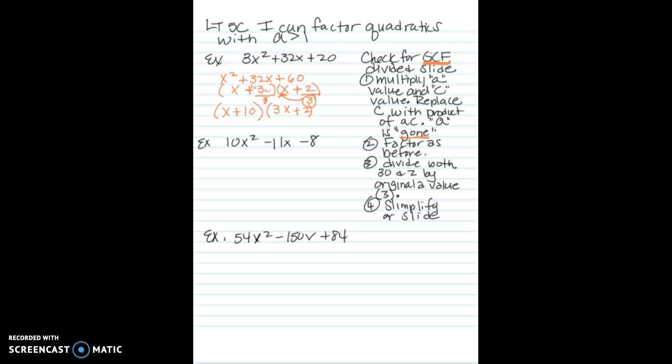Now let's try one more. We have the trinomial of 10x squared minus 11x minus 8. We're going to multiply 10 and 8. We're going to rewrite our trinomial, x squared minus 11x minus 80. We know that we're going to need two sets of parentheses, and because they have two minus signs, we're going to need a positive and a negative.